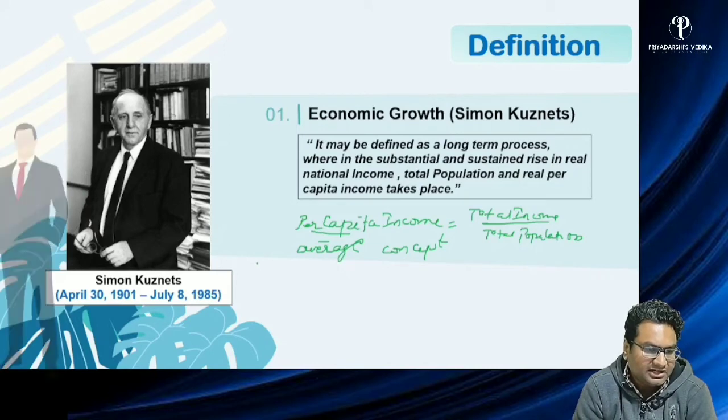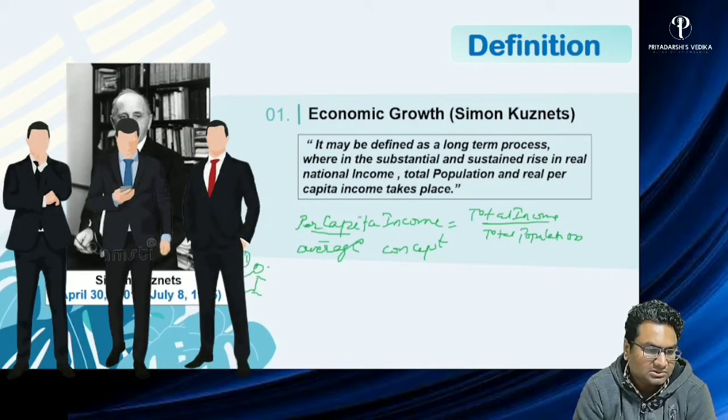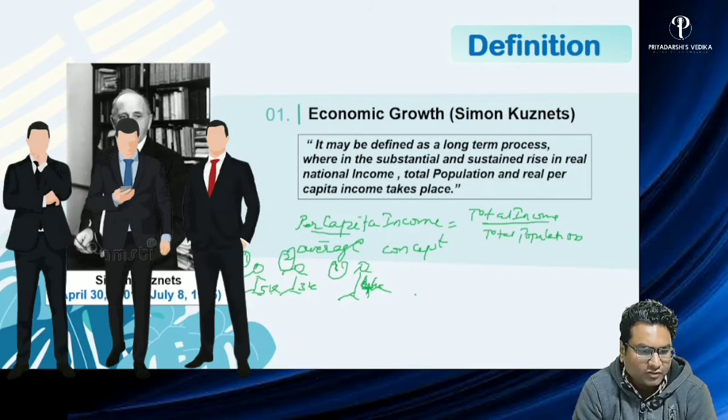See, there are three guys: guy number one, guy number two, guy number three. This guy is earning 5k, this guy is earning 3k, this guy is earning 4k. How will we calculate the per capita income? 5 plus 3 plus 4 upon total population, 1, 2, 3. So we will have per capita income: 5 plus 3 plus 4 is 12, by 3, 4k.